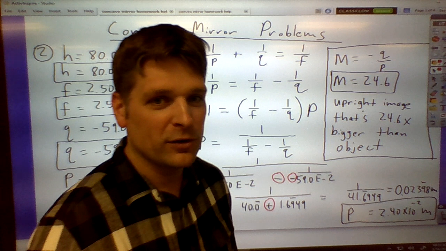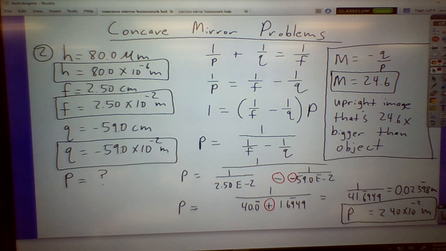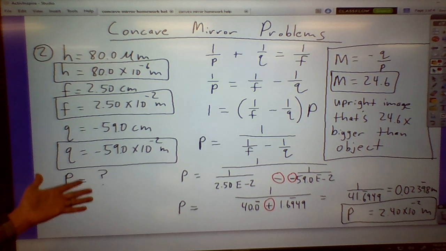But first, let's go over number 2 on the concave mirror problems. One of the first things we need to do is list the givens, but keep in mind that we have things given to us in micrometers and centimeters. I went ahead and converted them all to meters. It doesn't matter what unit you choose as long as it's the same unit. That's what's critical for these. You could have converted them all to centimeters if you would rather.